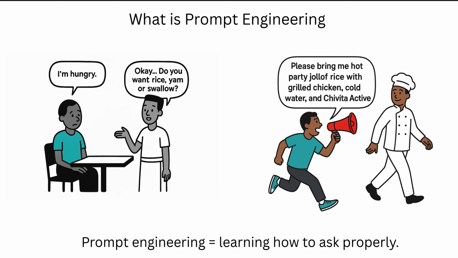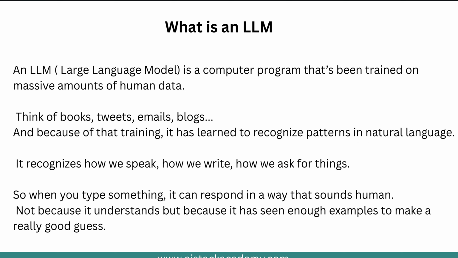So to be able to write better prompts, number one, you need to be very, very specific, okay? If you say I want hot party jollof, not just jollof, or hot one, and it has to be party jollof with grilled chicken, cold water, then the LLM knows exactly what to do. Okay, so we've established a point here that specificity is king. So you have to be specific when you want to prompt. All right, now that we know that, let's get into the how. How do I get very specific?